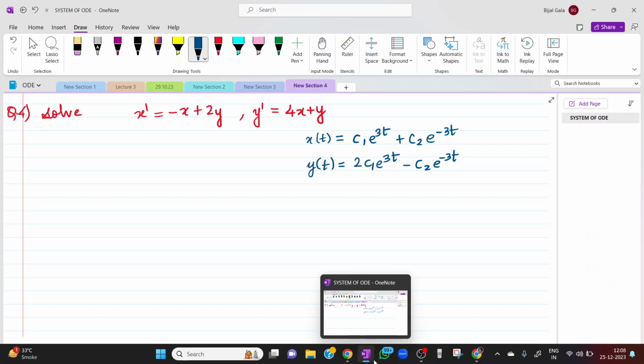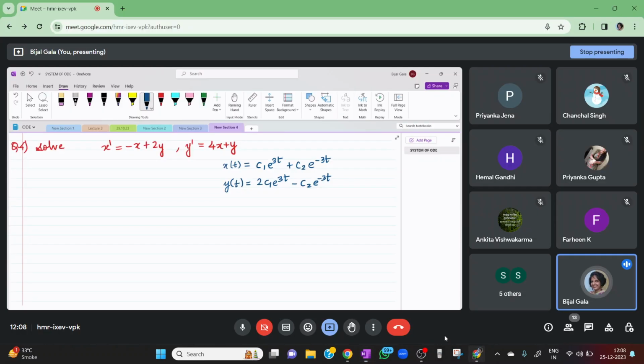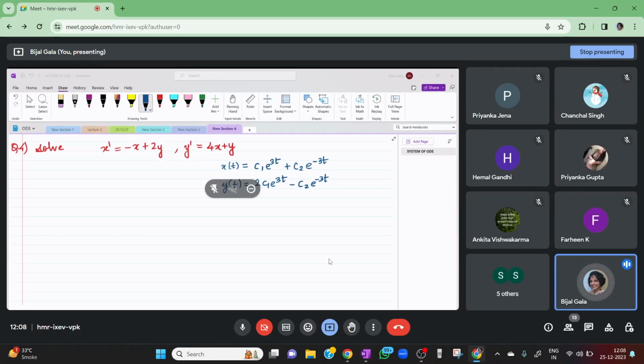Okay. So, this was an autonomous system, and finding the answers for an autonomous system is really very easy compared to a non-autonomous system, because a non-autonomous system involves finding the particular integral also. Here you were just supposed to find the complementary function, or the general solution comes directly there. So I hope everyone got this answer. Any difficulties here? We'll proceed to the next method.